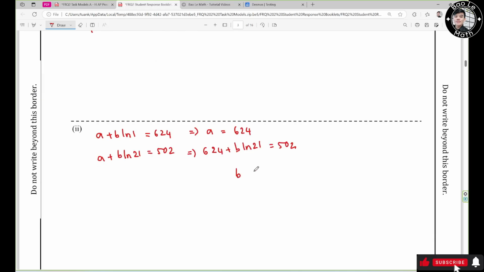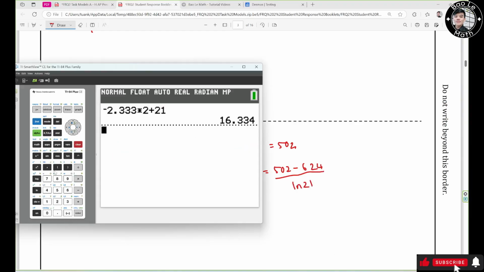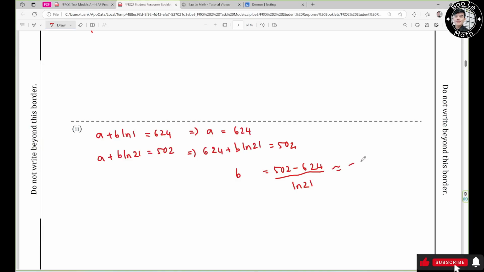Now I need to solve for B. So B equals 5:02 subtract 6:24 all together divided by natural log of 21, right? So it's going to be 5:02 minus 6:24 all together divided by natural log of 21, and I hit enter. It's going to be negative 40.071, right? So I have the equation R of t equals 624 minus 40.071 natural log of t plus 1, right?